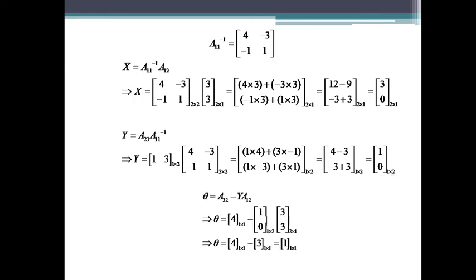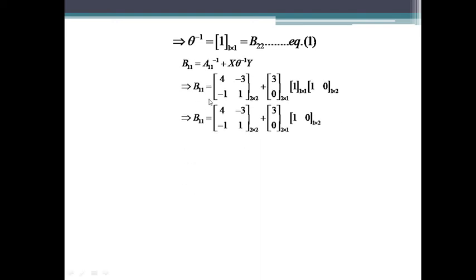Then theta equals, we substitute the values here, A22 minus y into A12. Multiply the terms and find the value of theta. Theta is a 1 by 1 matrix. And then we easily find theta inverse, that means 1. If the value of theta is 5, then we write theta inverse as 1 by 5. Here theta is 1, therefore 1 by 1, its value is 1.